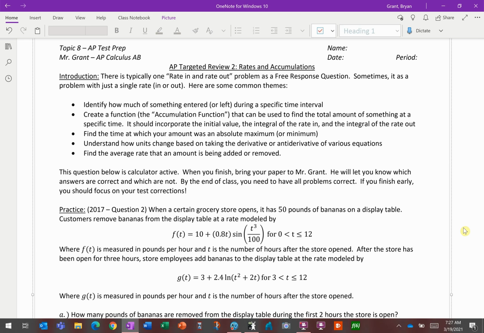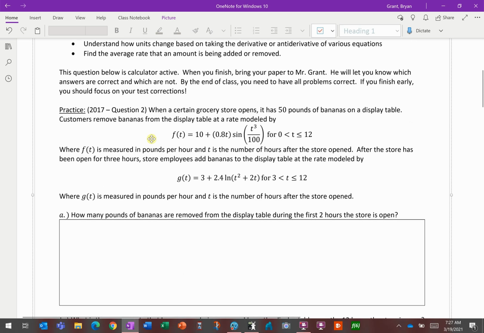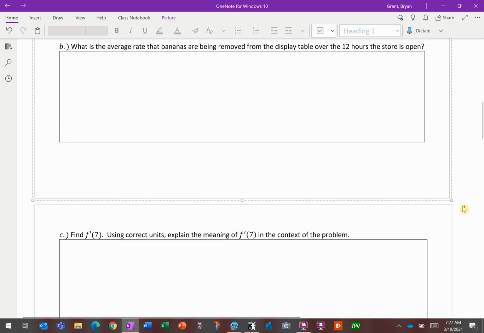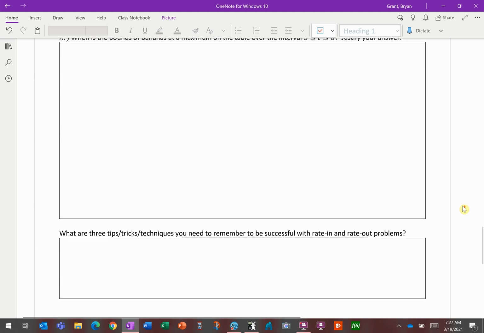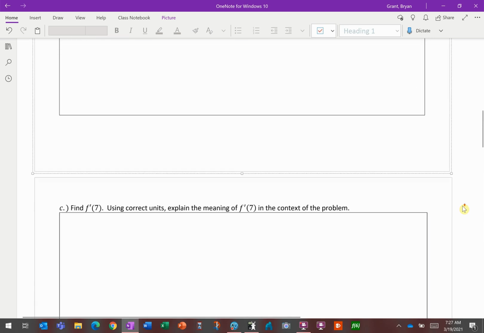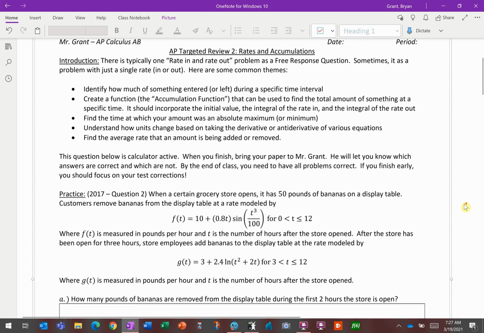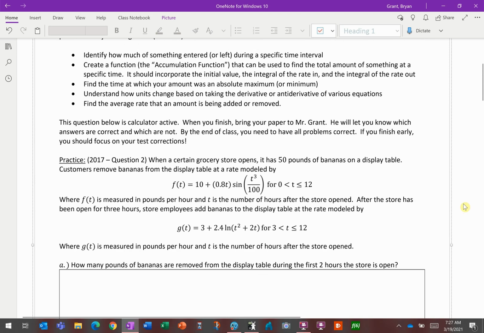All right, now this question that we're going to practice today is only one question, right? It's 2017 question 2, so it's fairly recent. However, much like last class, I did add a couple extra parts on here just so we could see all the different varieties we might be asked on this problem.